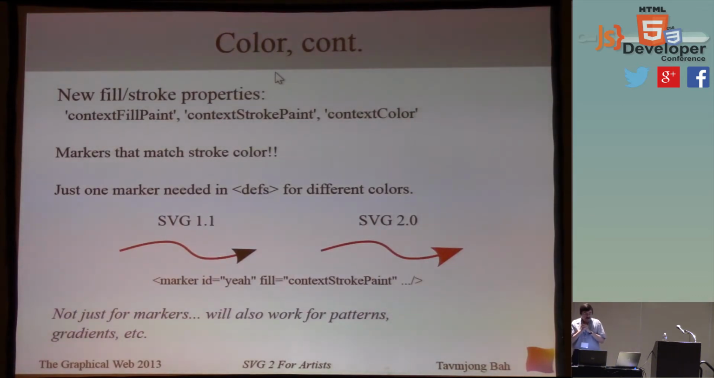There are some new fill and stroke properties: context fill paint, context stroke paint, and context color. And this is important. This is one of the biggest problems people have had with SVG, that your marker, the arrowhead, doesn't automatically match the color of the stroke. With these new properties, you can do that. So I have a little example. Marker with a fill equals context stroke paint. And it won't be just in markers. You'll be able to use this for patterns, gradients, etc. So it'll be easy to get color to inherit or to match from around.